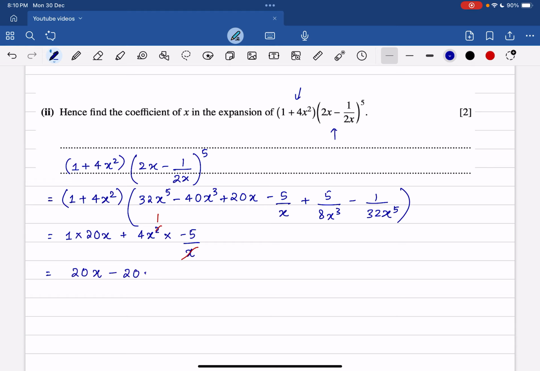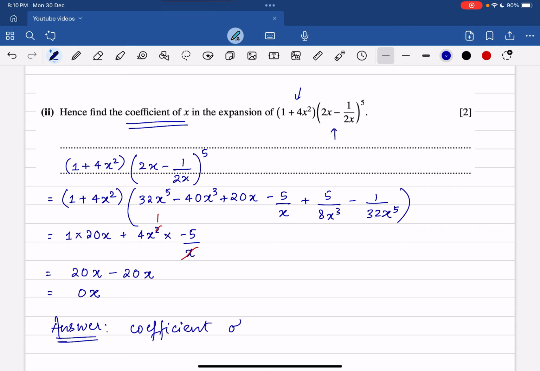Plus 20x minus 20x. That makes it 0x. So what is the coefficient of x in the expansion? It is 0. So your final answer should be: coefficient of x is 0.